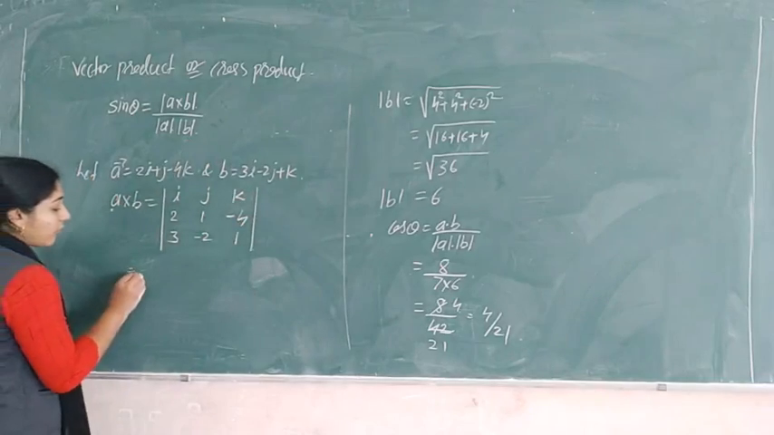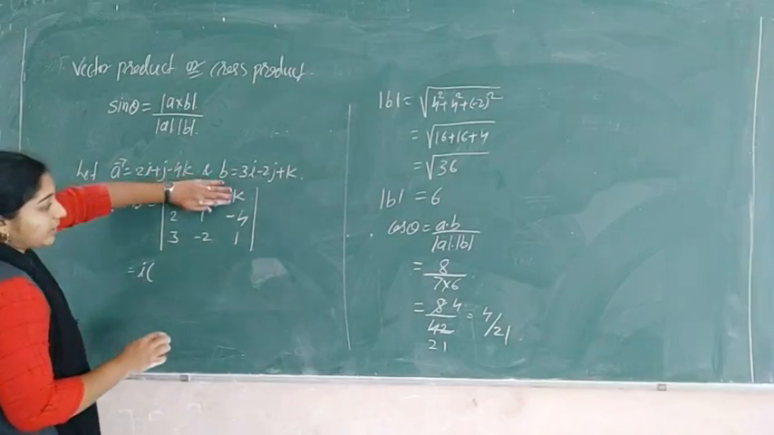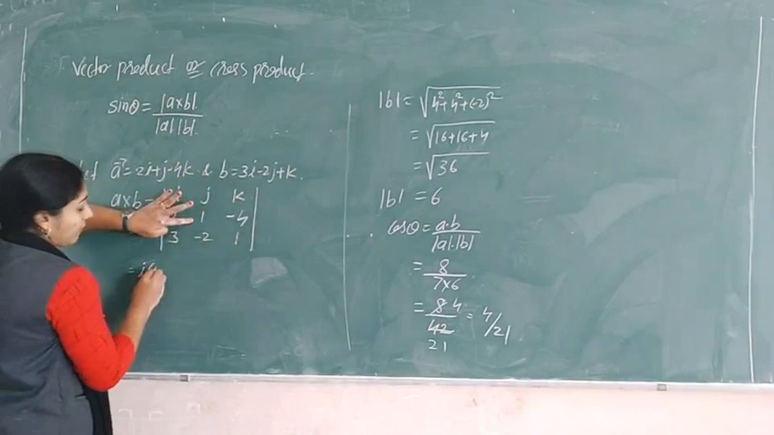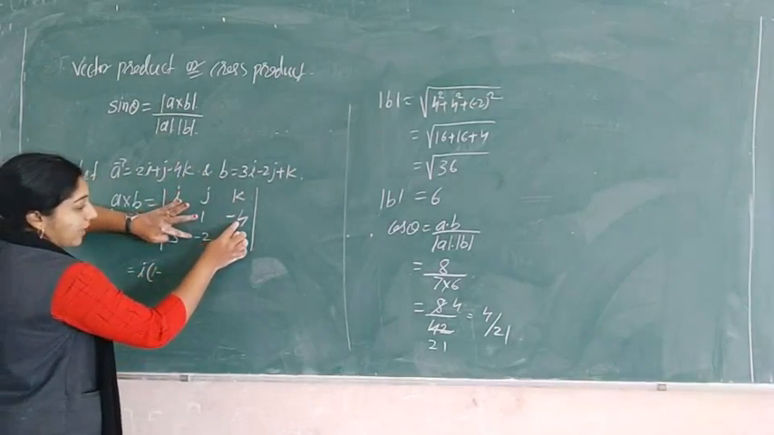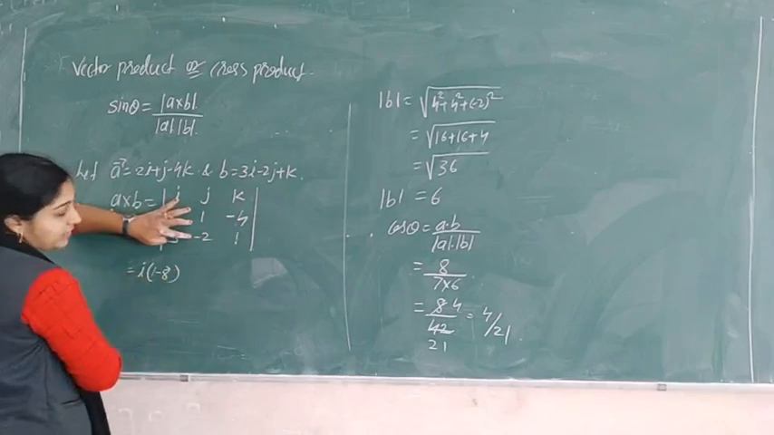So how do we solve? I have already explained. First, the element i is present in the first row, first column. Neglect that row and column, and we remain with these 4 elements. So 1 into 1, 1, minus 2 into minus 4, it is plus 8. So it is 1 plus 8.